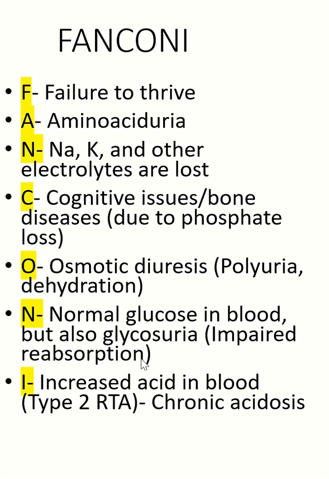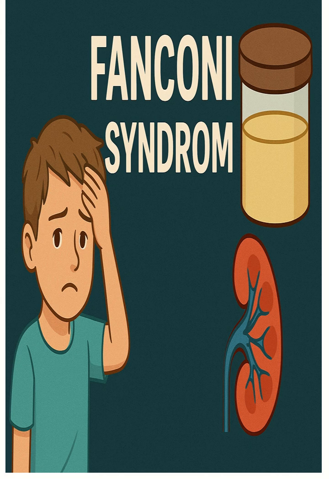because there is impaired reabsorption of glucose. And since there is acidosis, an increase of acid in the blood, type 2 renal tubular acidosis is noted, which is a type of chronic acidosis, because hydrogen ion is a waste product that starts accumulating in the blood, but it is not secreted out. So this is a main problem in Fanconi syndrome.